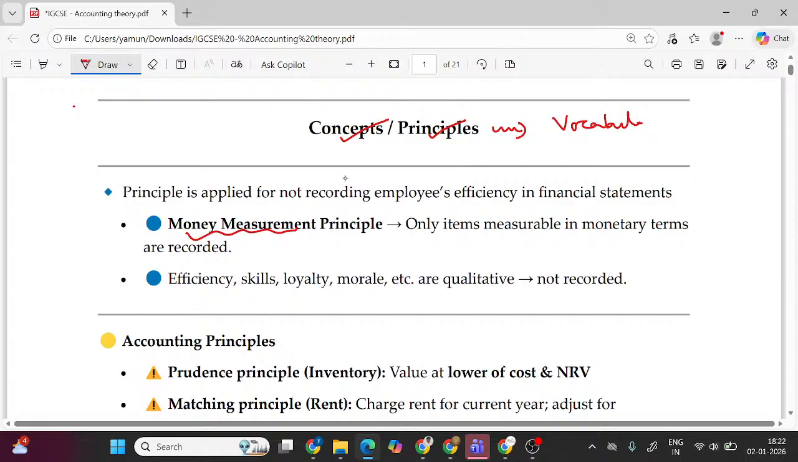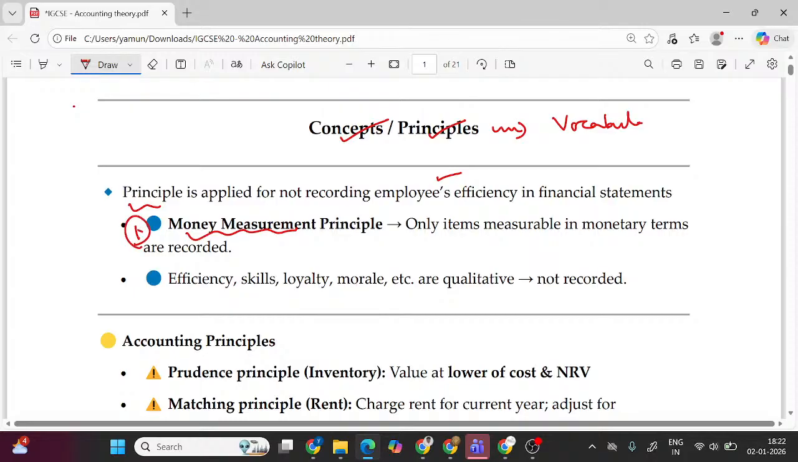So probably you might have done with the problems. What do you mean by principles? We have the money measurement concept, we have the matching principle, and we have to apply all those concepts while dealing with the transactions. When we say a principle is applied for not recording employee efficiency, it's only that we are going to talk in monetary terms. So that's the very first principle.